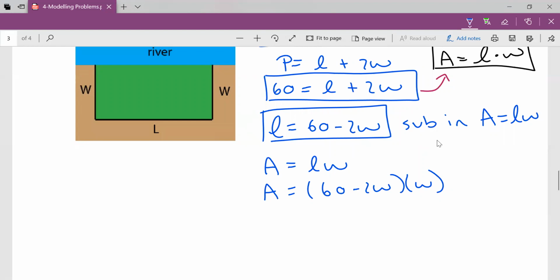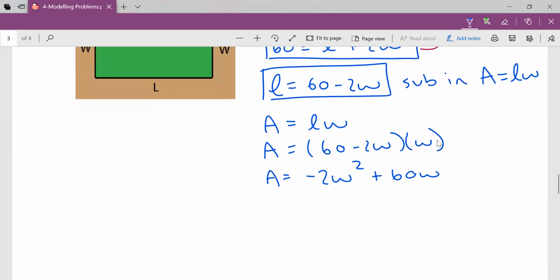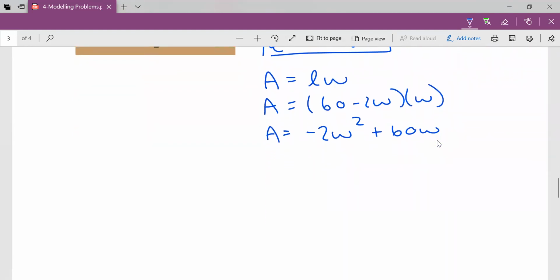Okay, I want max area, which means I want vertex form. So let's, at least, I don't know, I'm still stuck. Let's simplify this because it's looking ugly. So I'm going to distribute in that W. So I'm going to get negative 2W squared plus 60W. Oh, look at that. That's standard form. I don't want standard form. I want max area. Max means vertex. Vertex, we've got to complete the square. So let's complete that square. Let's factor out a negative 2.